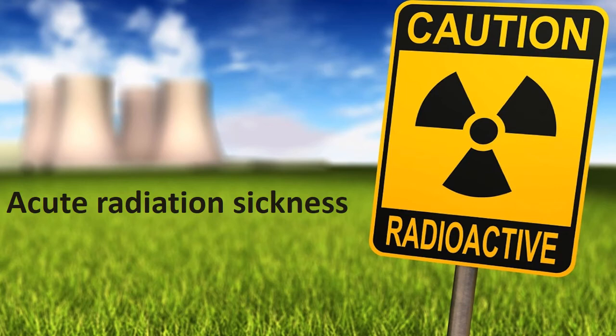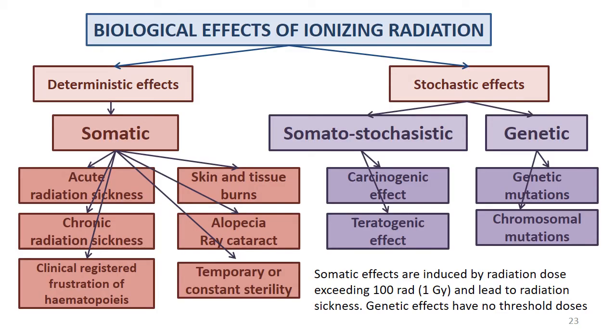Effect of ionizing radiation. Acute radiation sickness. Biological effects of ionizing radiation may be of two kinds: deterministic effects, which depend on the dose and are induced by radiation dose exceeding 100 rads or 1 gray, and stochastic effects, which do not depend on the dose and have no threshold doses.